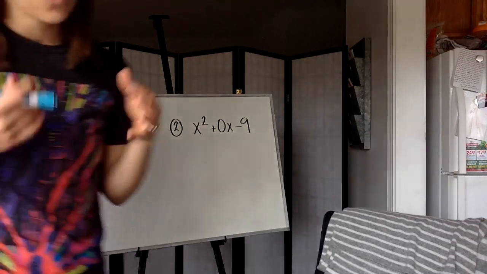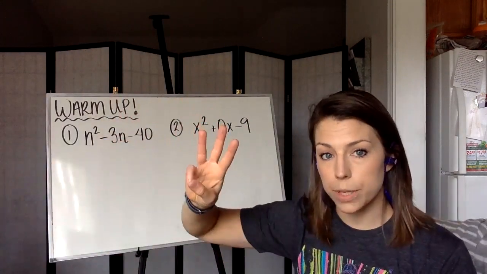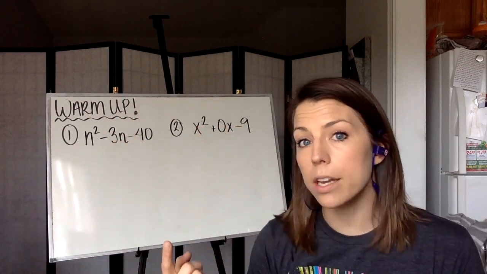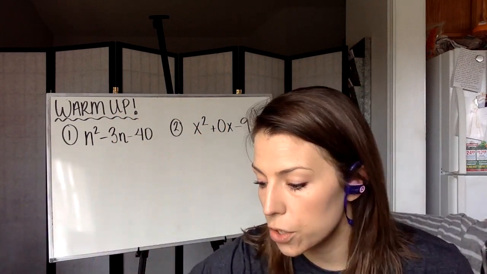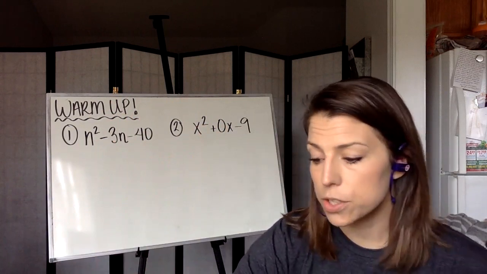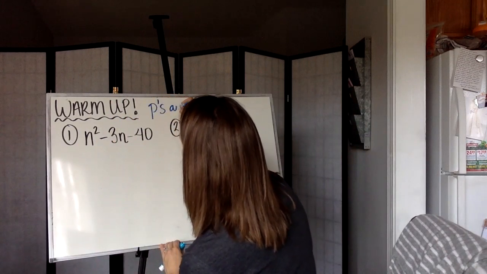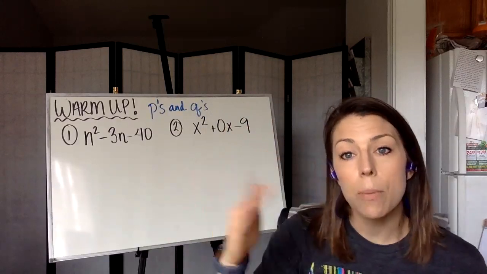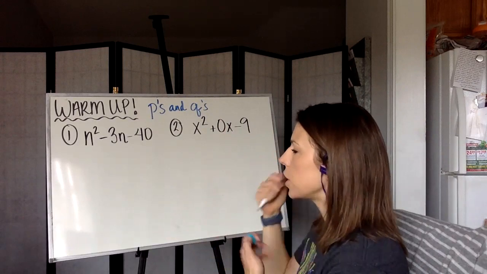So what you might notice with both of these is that they are trinomials, meaning three terms, and both of the expressions have a leading coefficient of 1, which means there's no number out in front. Of all the methods that we've learned for factoring trinomials, the one that applies here is the good old-fashioned P's and Q's. Feel free to pause at any moment and try it on your own. So what do P's and Q's mean?